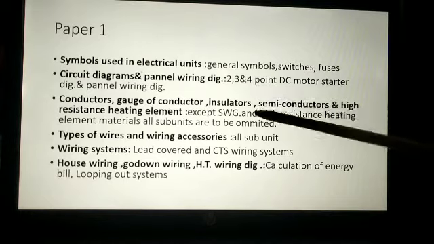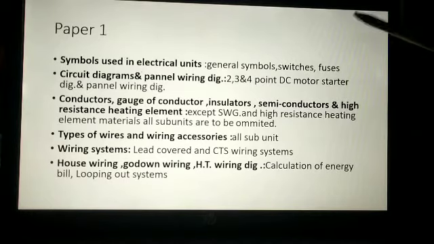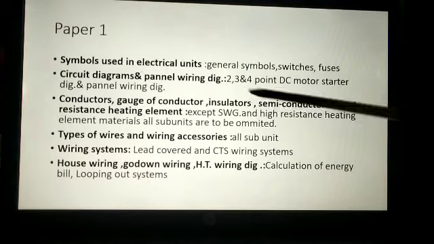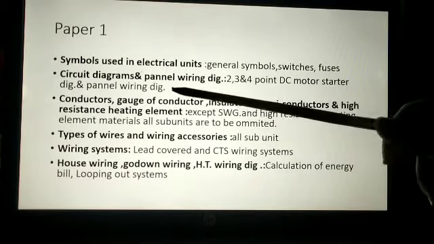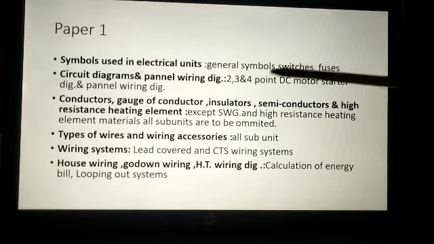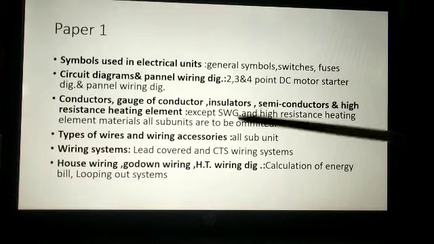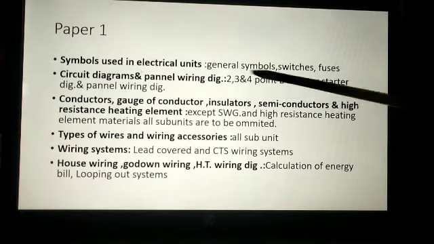Now the second chapter is circuit diagram and panel wiring. From that, starters, that is 2 point, 3 point and 4 point starter, and panel wiring diagram is removed. But these starters are covered in section 2. So this is there, but they will not ask you to just draw the diagram, right?